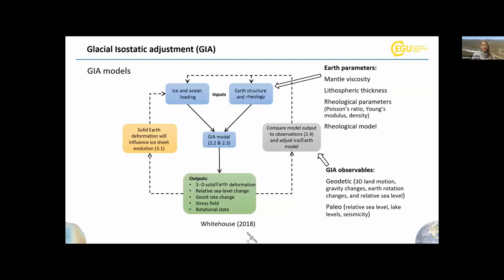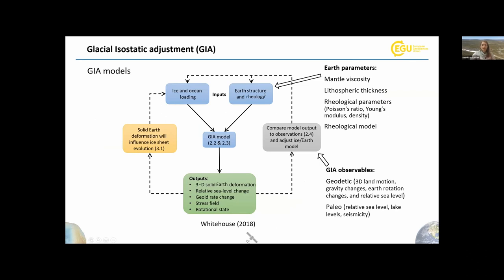We can now take all these observations, and now we want to model GIA, because when we model GIA, we can say something about the future, how land uplift is going on in the areas where we had ice sheet, where we still have an ice sheet. How does this GIA model look like? So we have two inputs. We have an ice and ocean loading, and we have the Earth structure.